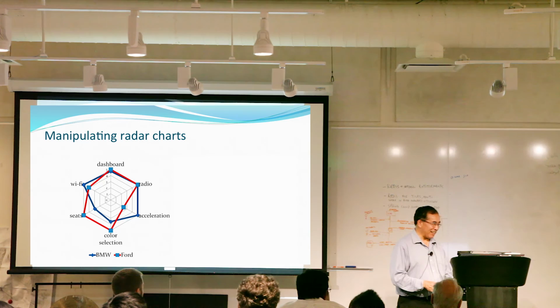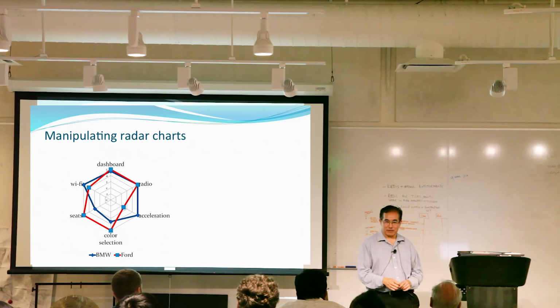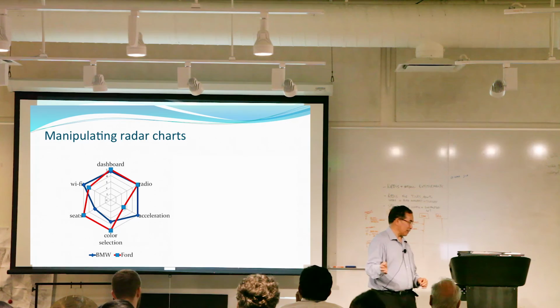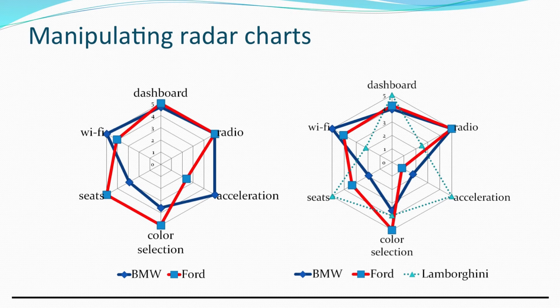What I did is I decided to do something specific. I added another car in there, and the car happens to be a Lamborghini. So there is no contest, but you notice that I rescaled acceleration as a result of that. And suddenly, yes, the BMW does accelerate better, but not that much better. It's not even close to the Lamborghini.